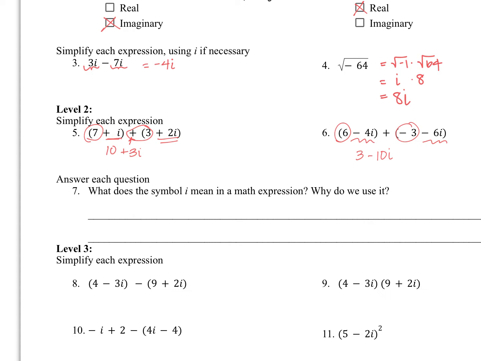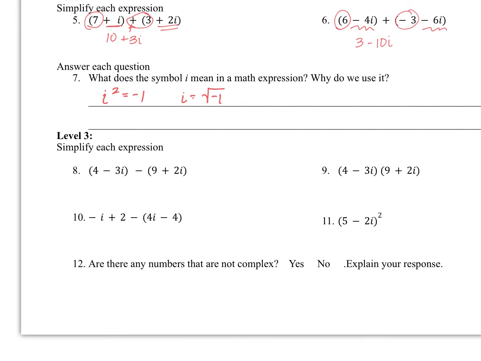What does the symbol i mean in a math expression? Well, we know that i squared has to equal -1. Therefore, i has to equal the square root of -1. So it's a number that when squared equals -1, which doesn't happen in any of the other numbers we have. We use it because we often get negative square roots in a process and end up without them in the end. So it's necessary to deal with negative square roots.